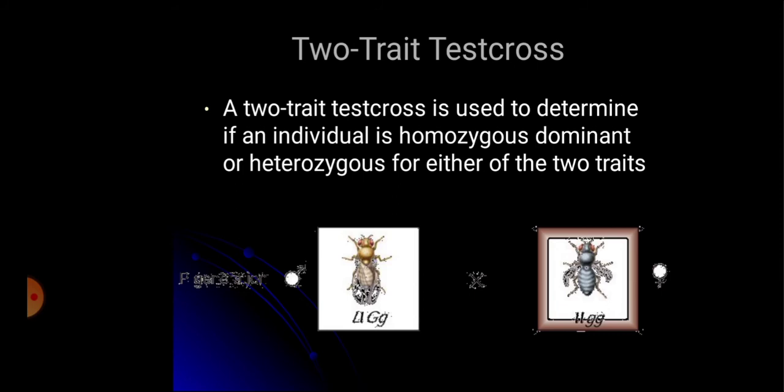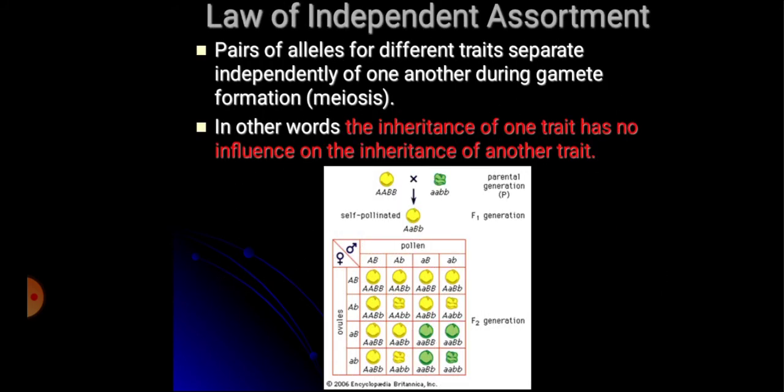And let us go to law of independent assortment. Pairs of alleles for different traits separate independently of one another during gamete formation, or what we call meiosis. In other words, the inheritance of one trait has no influence on the inheritance of another trait. Wala pong influence, okay po, ng ibang trait po. Yan po ang law of independent assortment.